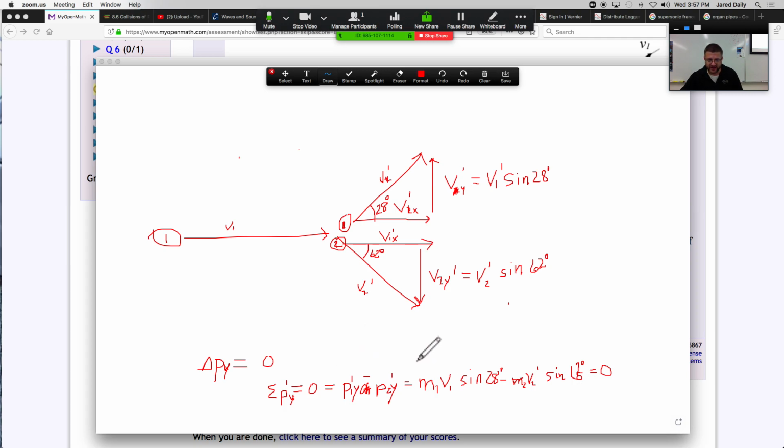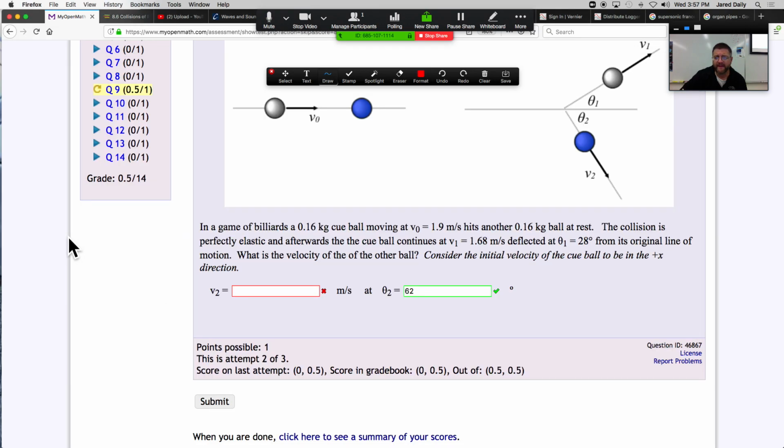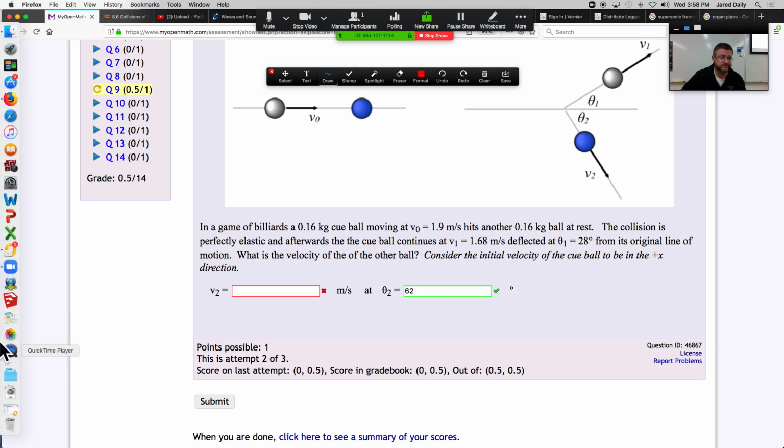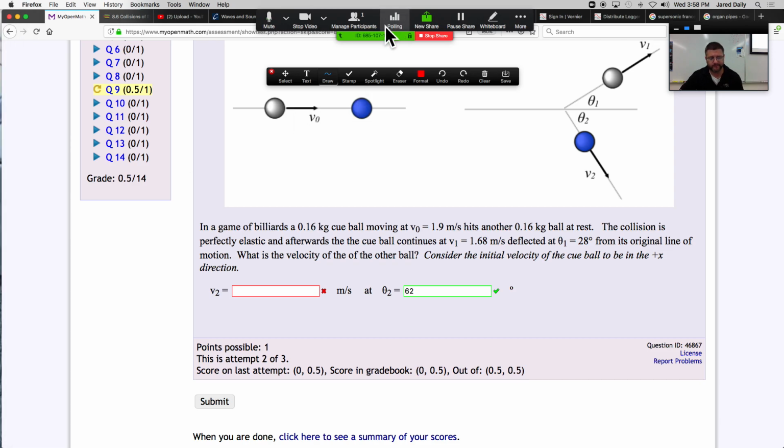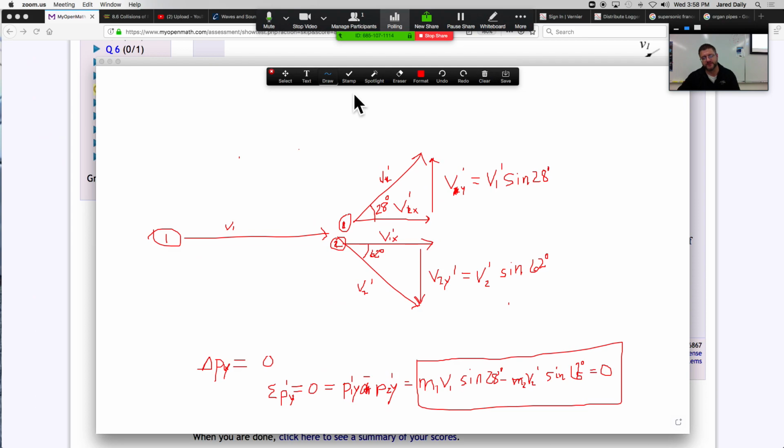So this equation right here can be solved. We know everything in this equation. So we know that the first one, V1, continues at 1.68 meters per second, so that's V1 prime right there. And then we're solving for V2 prime. And we're done solving that. So, does that make sense? Yeah.